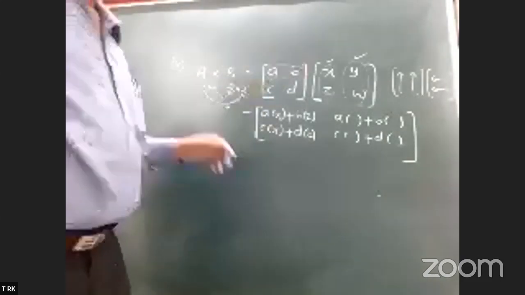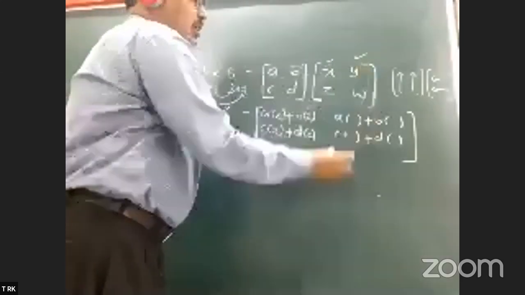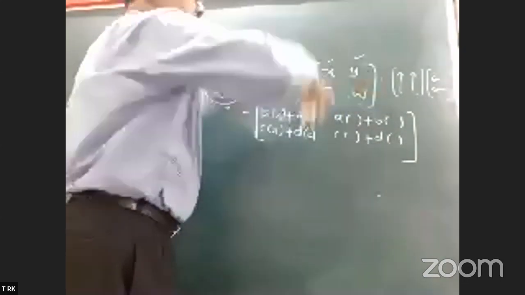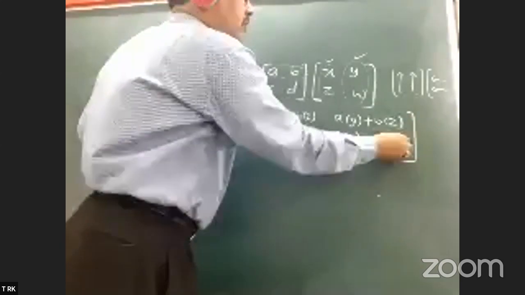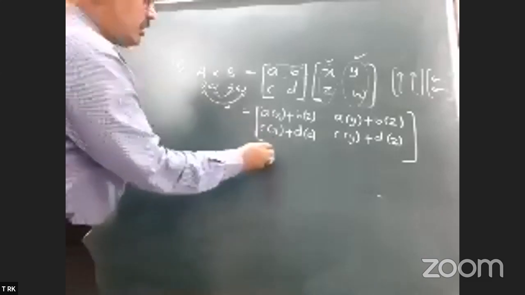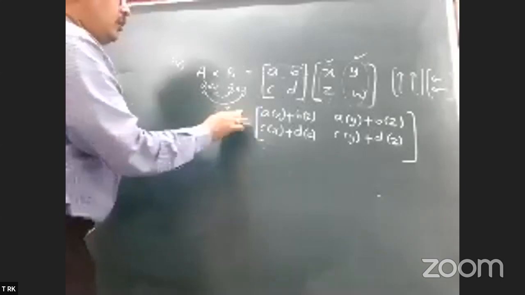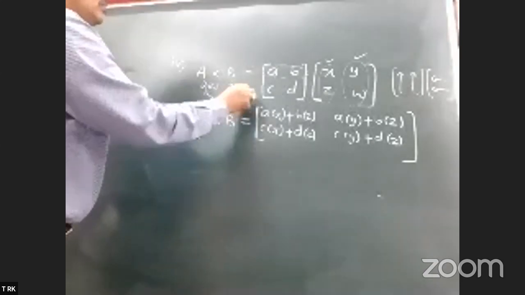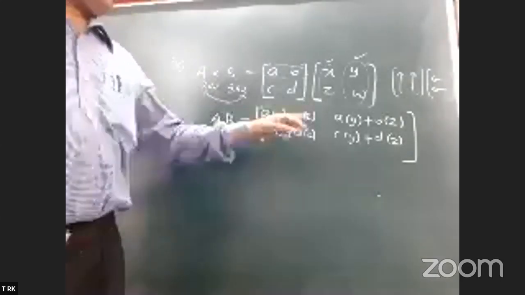Second one is the second gap here. Y, W, the second column elements. Insert Y, W in the second column gaps. Y here like this, and W here. So this is nothing but AX plus BZ, A cross B, A into B. AY plus BW, CX plus DZ.